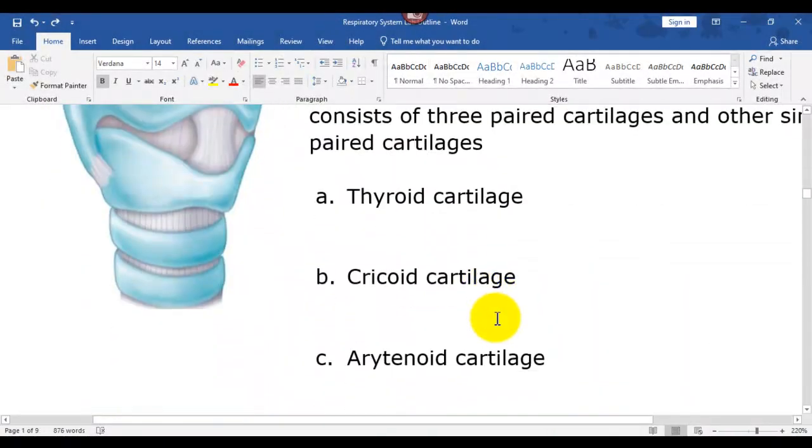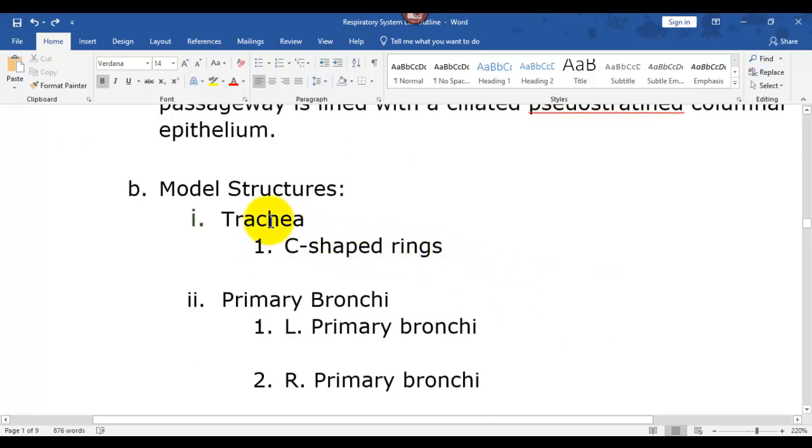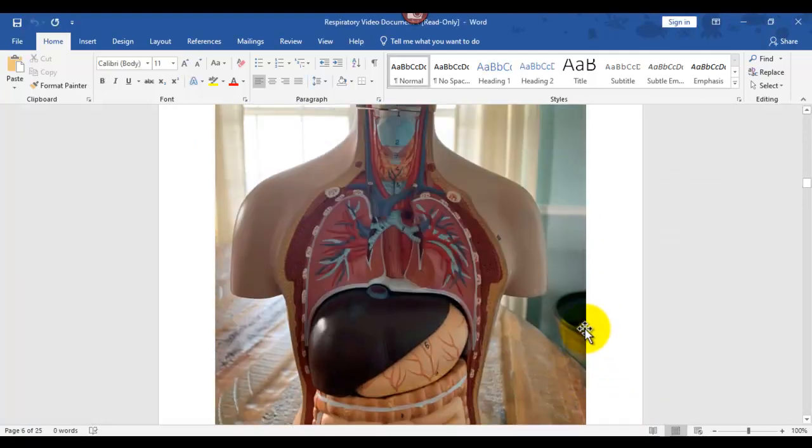And in our outline, it says structures of the lower respiratory tract. They are lined, most of it's lined with what's called a ciliated epithelium. Another callback to AMP1 lab. Ciliated pseudostratified columnar epithelium. And the model structures, the trachea, the C-rings, and then we'll go from here. So what I'm going to do, we have a few options here.